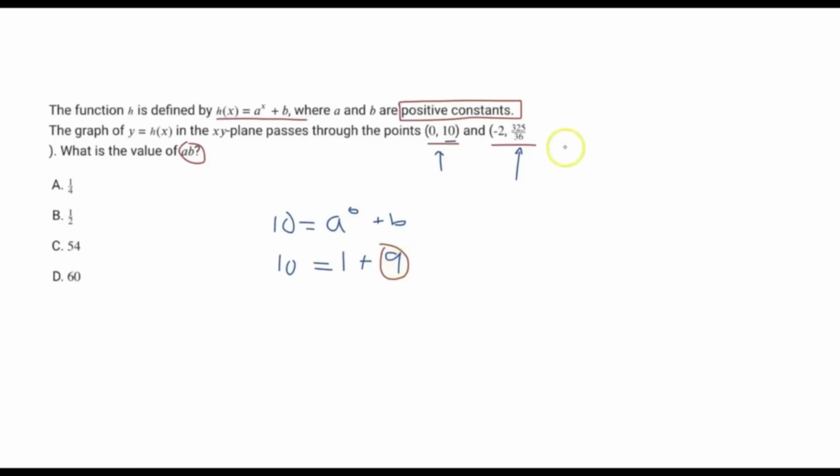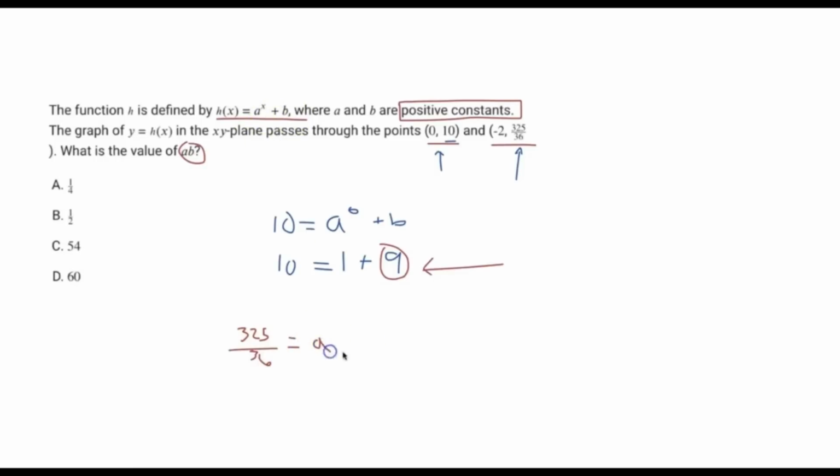Now what we want to do is tackle the second part. So the second part here is (-2, 325/36). So let's see what we can do now that we know what the b value is. So we know the output is going to be 325 over 36. And we want to set this equivalent to just our general form a to the x.